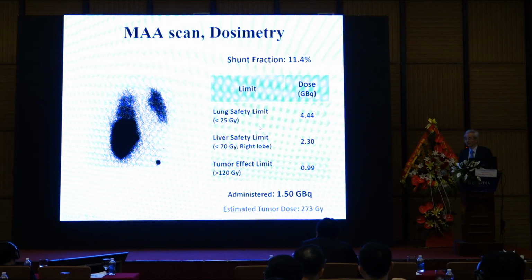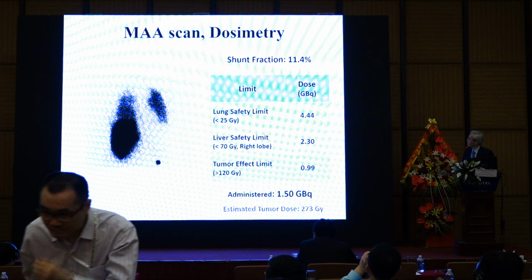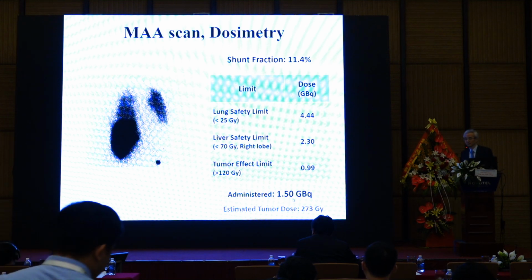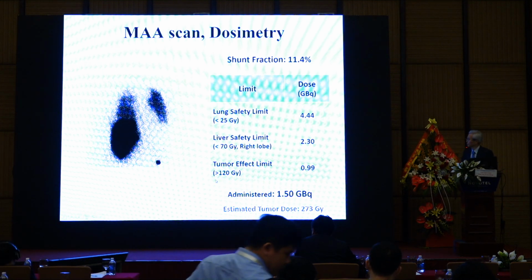In radioembolization, the first step is to evaluate the lung shunt fraction. And we have to calculate the lung safety limit, the liver safety limit, and the tumor effect limit, and then decide the final dose of yttrium.